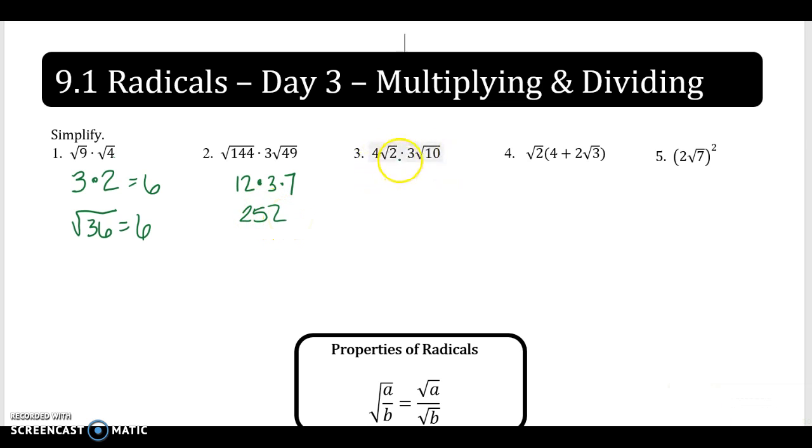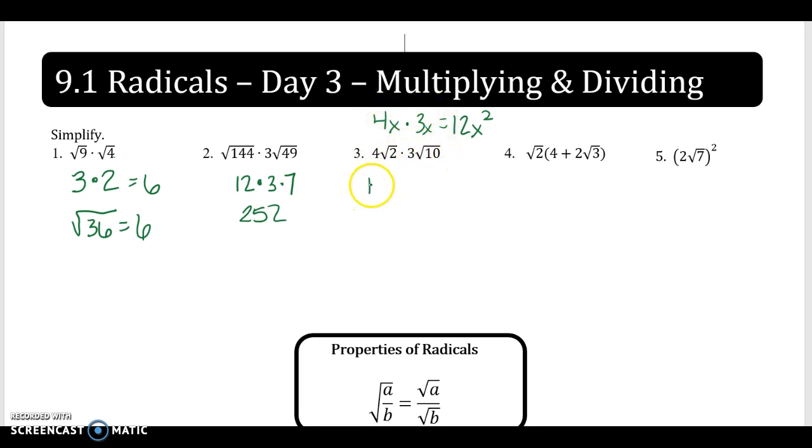Okay, on ones like this, you will notice that the square root of 2 is not a perfect square, nor is the square root of 10. So sometimes when this happens, you will want to multiply these together. That's what's indicated here anyway. This would be similar to a 4x times a 3x, where you would do 4 times 3, which is 12, and then x times x is x squared. So same type of process here.